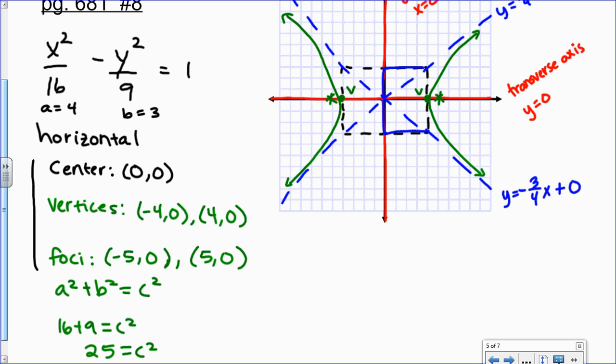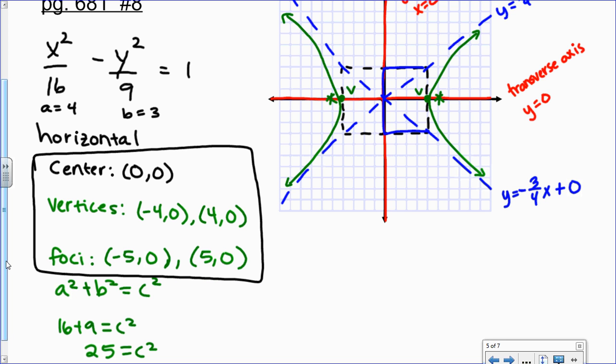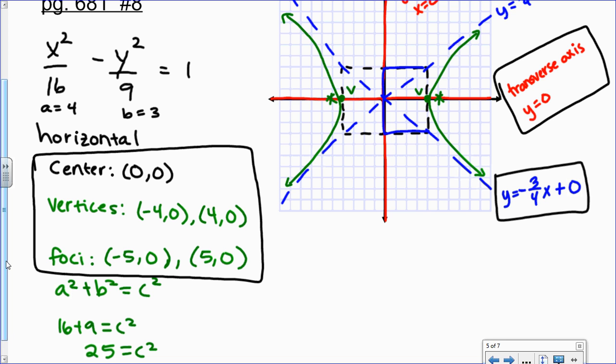So you needed all of these listed and graphed, and then you needed these listed and graphed, and our hyperbola obviously graphed as well.